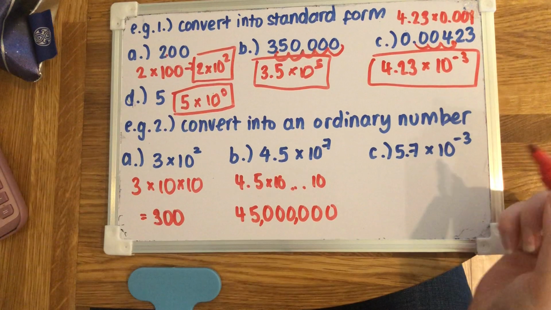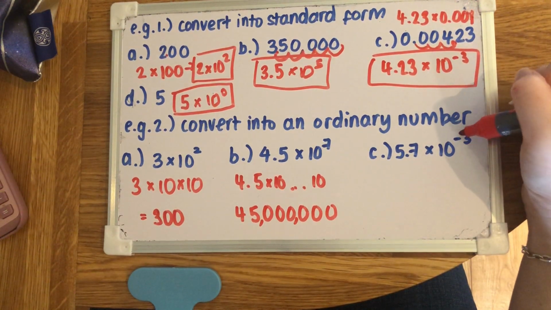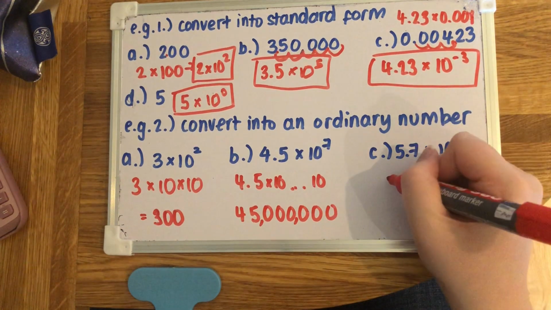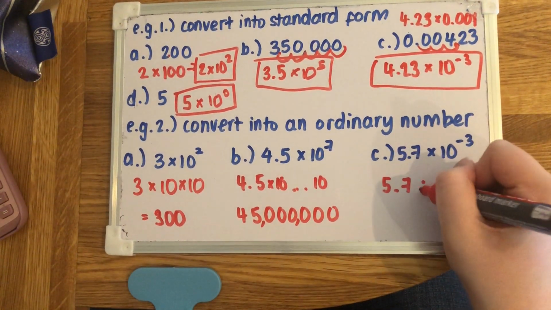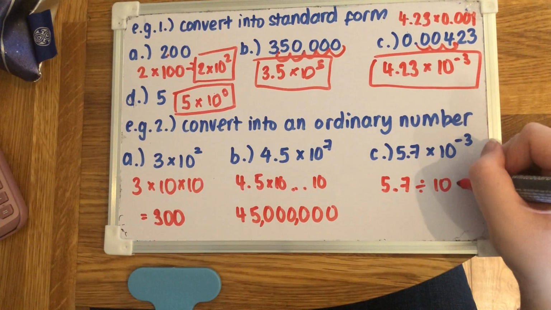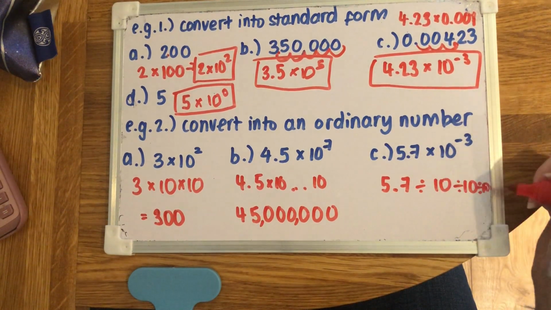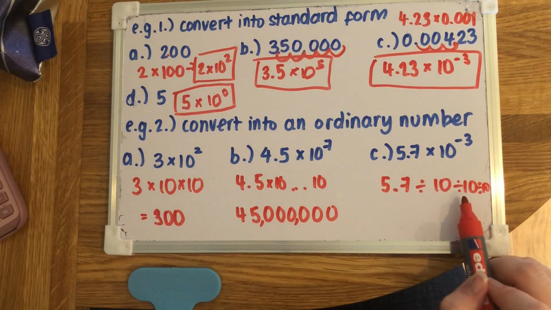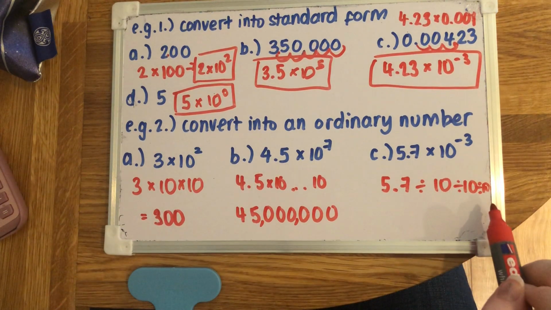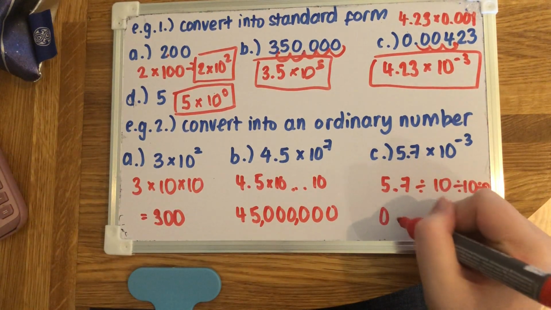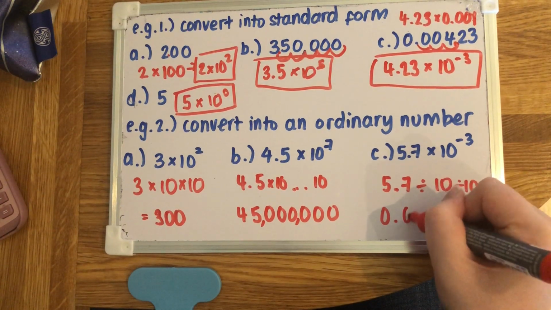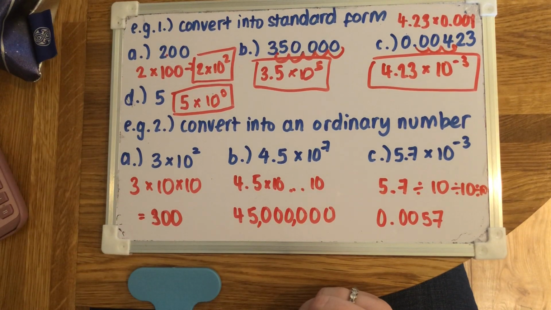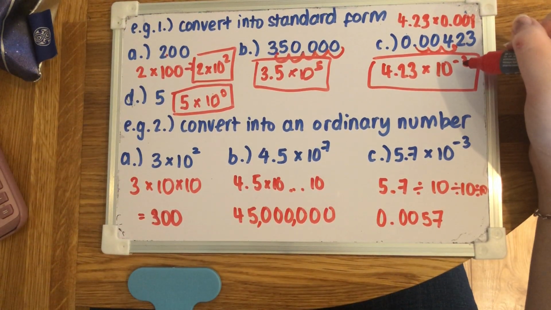Okay, and the next one, so when you've got a negative power, this is when you're going to be dividing. That's how I do it anyway. So I'm going to do this divided by 10 3 times. So if I divide by 10 once, I'd get 0.57, then I'll get 0.057, and then I'd get 0.00057.